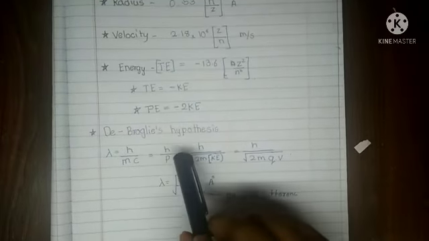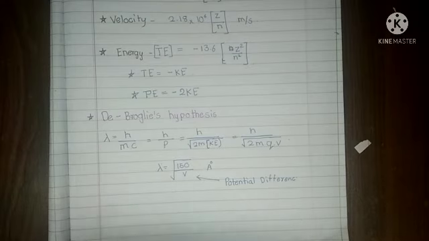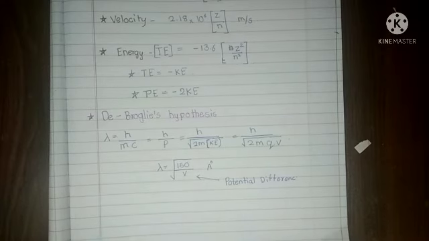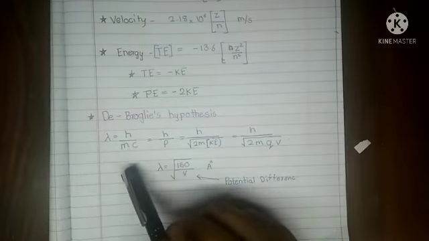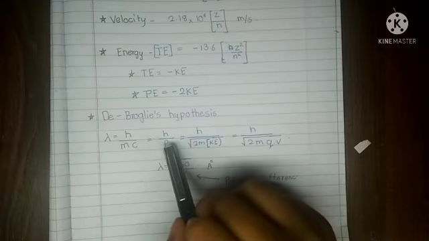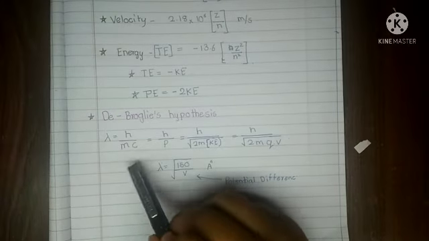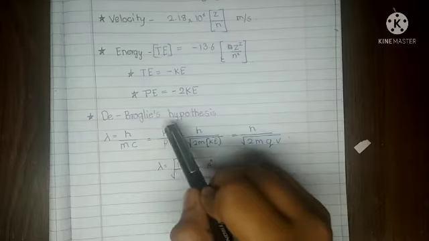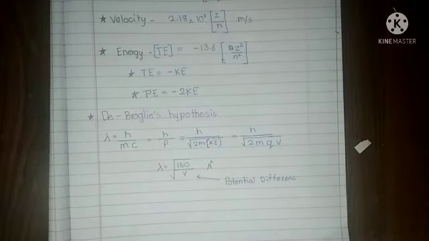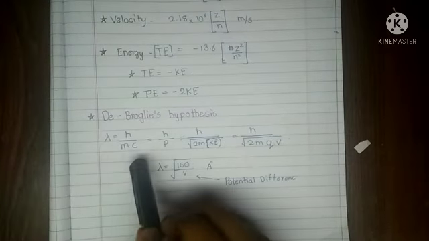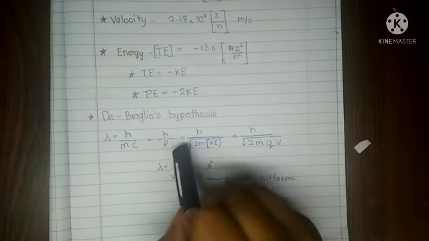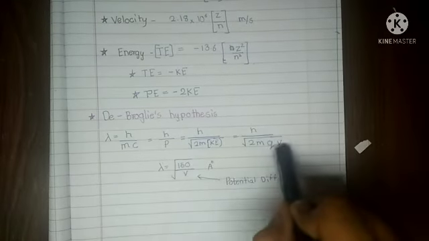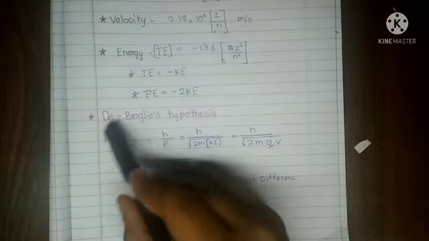De Broglie's hypothesis. Here lambda is equal to h upon mc. We have the formula that momentum is equal to m into v. Therefore h upon p is also a similar form of this formula. These are all similar forms of this formula.